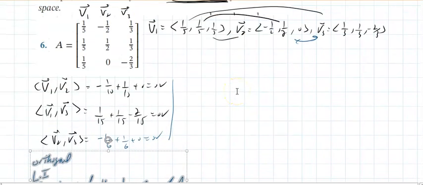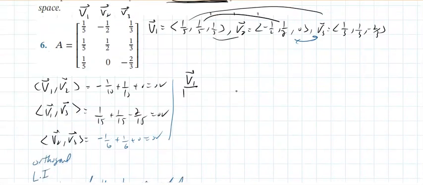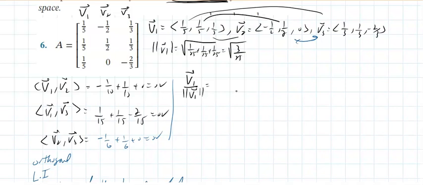Okay, and here, for the second part, I'm going to take V sub 1 divided by its magnitude. So the magnitude of V1 is 1/25 plus 1/25 plus 1/25. That is the square root of 3/25.